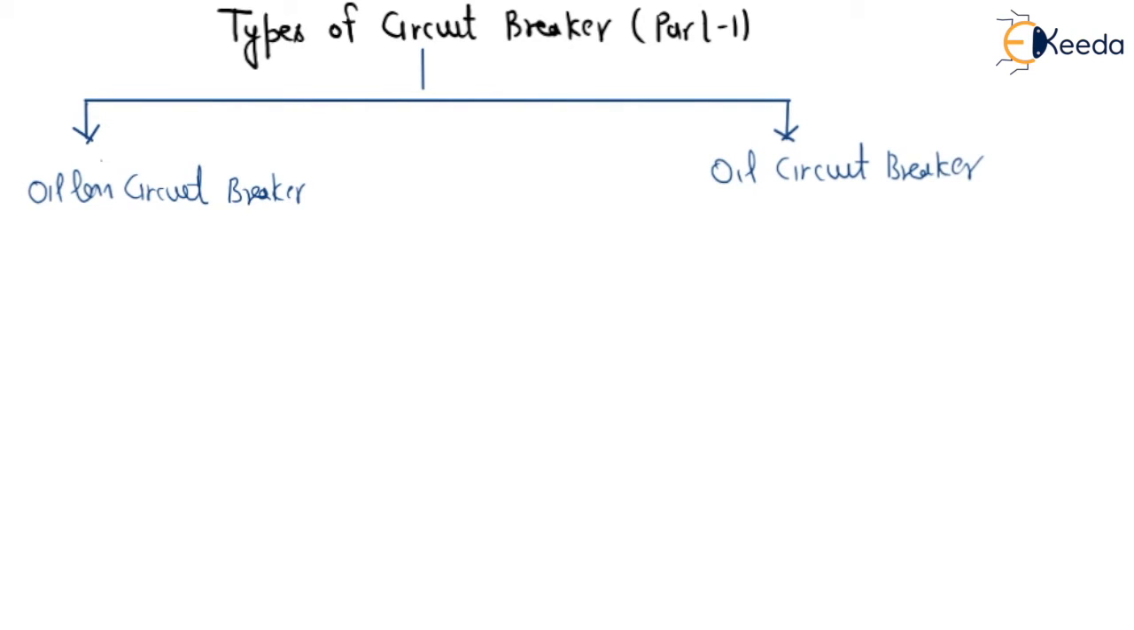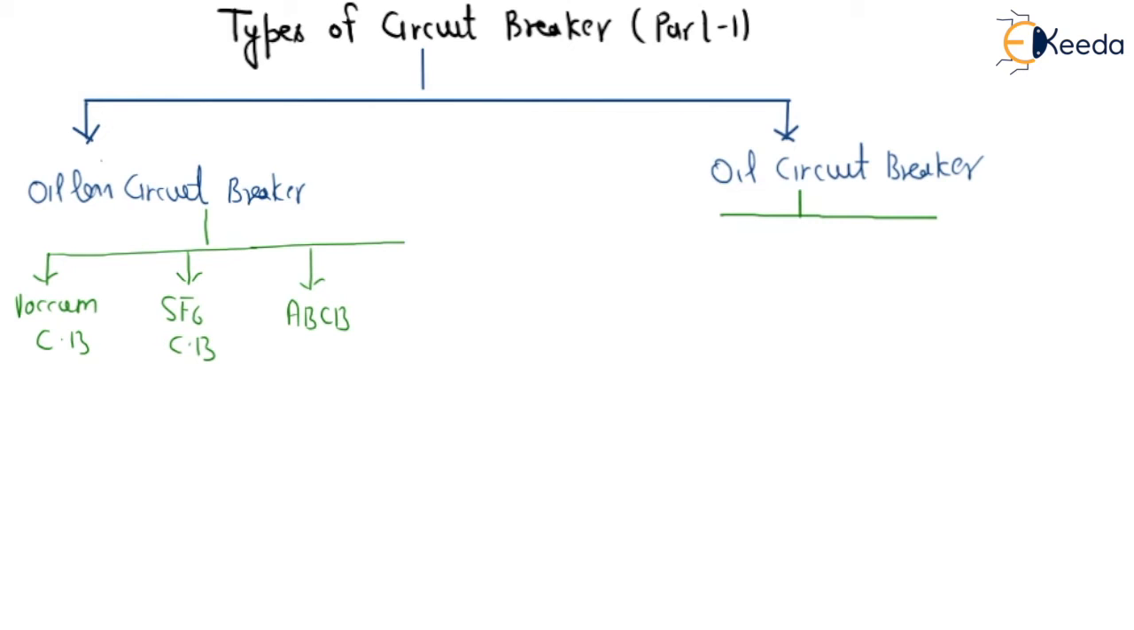When we talk about the oil-less circuit breaker, it has many types, starting from the vacuum circuit breaker. The second one is the SF6 circuit breaker. The third one is ABCB, the air blast circuit breaker. So these three types of circuit breaker are oil-less circuit breakers.